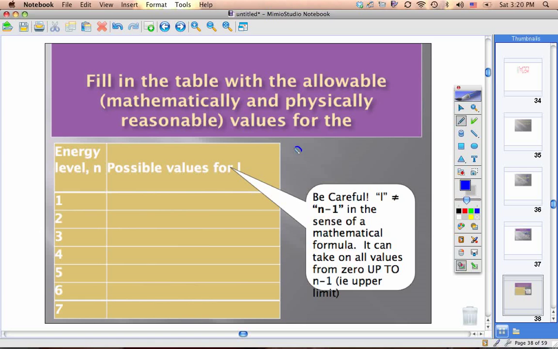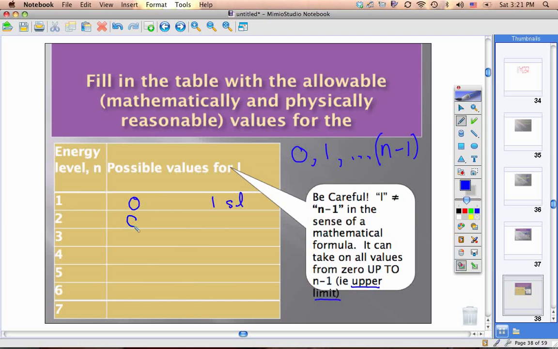And we find that L can take on all integer values from 0 up to an upper limit of n minus 1. Doesn't mean that L is equal to n minus 1. It means that n minus 1 gives us the upper limit to that. Now, let's take a look here. If n is 1, then n minus 1 is 0, and that's all we get for L. In other words, n equals 1 has one sublevel associated with it.